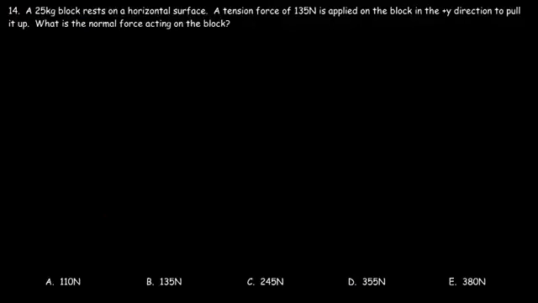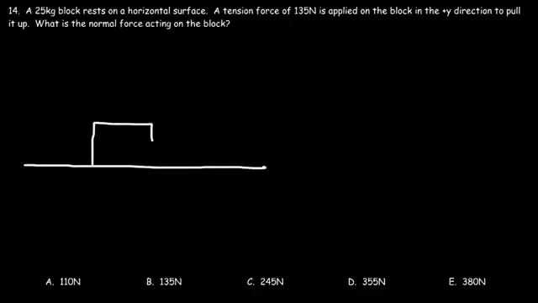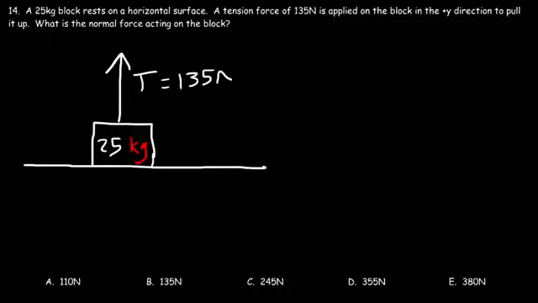Number 14. A 25 kilogram block rests on a horizontal surface. A tension force of 135 newtons is applied on the block in the positive y direction to pull it up. What is the normal force acting on the block? So let's draw a picture. So let's say this is the 25 kilogram block, and there's an upward tension force that's acting on the block to lift it up, and that tension force is 135 newtons. How can we calculate the normal force?